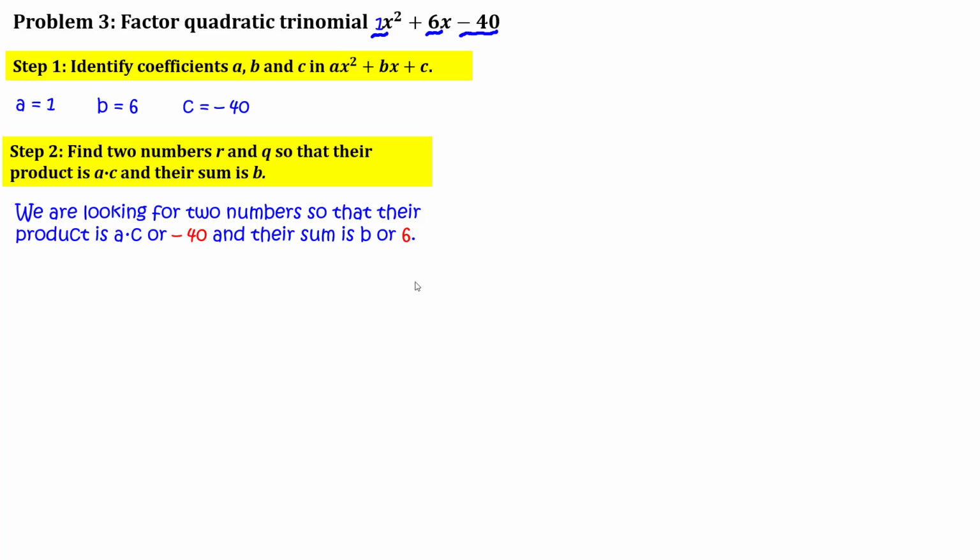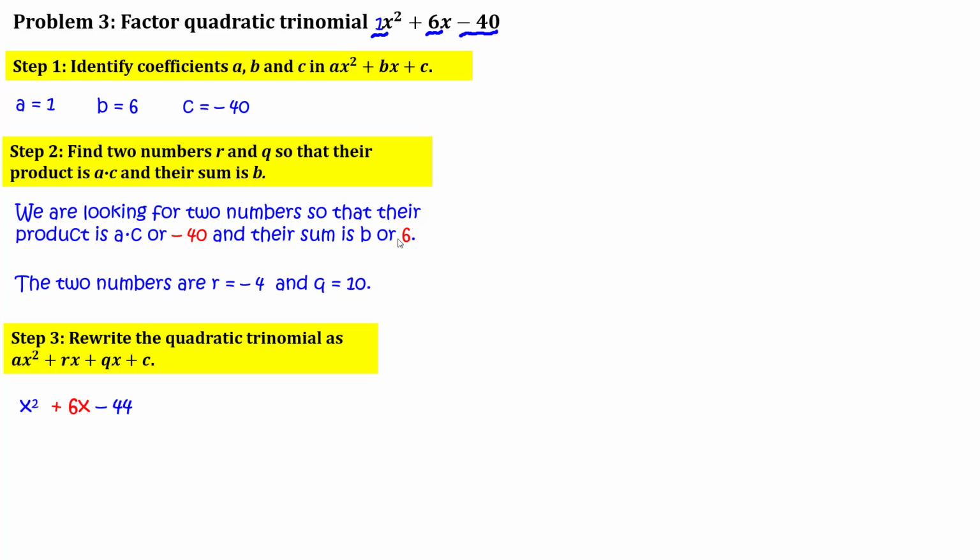Now, which one is negative? They have to add up to positive 6, so 10 has to be positive. So I get r is negative 4 and 10 is positive, so q is 10. Okay. Negative 4 times 10 is negative 40. Negative 4 plus 10 is positive 6. Here we go. All right.